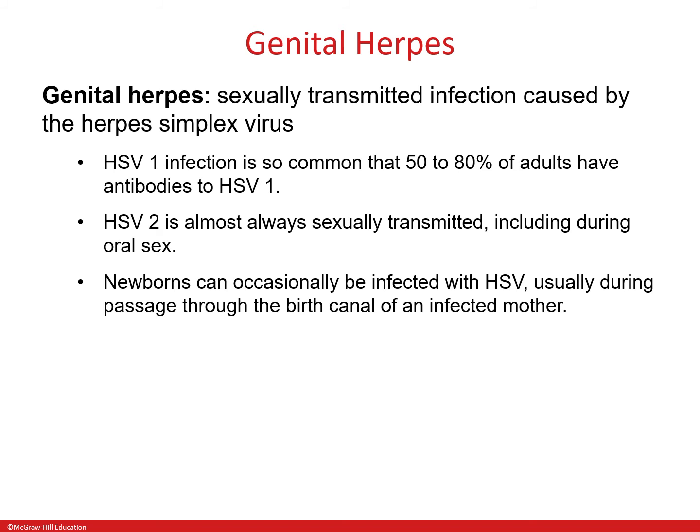Newborns can occasionally be infected with HSV, usually during passage through the birth canal of an infected mother. Without treatment, 65% of newborns with HSV will die, and most who survive will have some degree of brain damage. Pregnant women who have ever been exposed to genital herpes should inform their physician so that appropriate precautions can be taken.